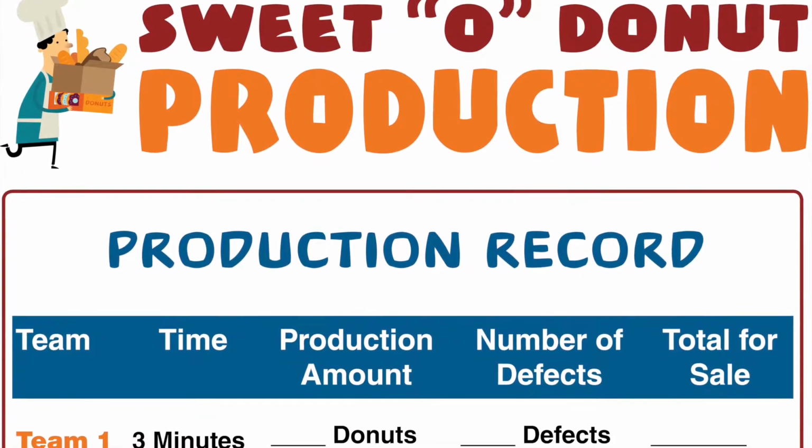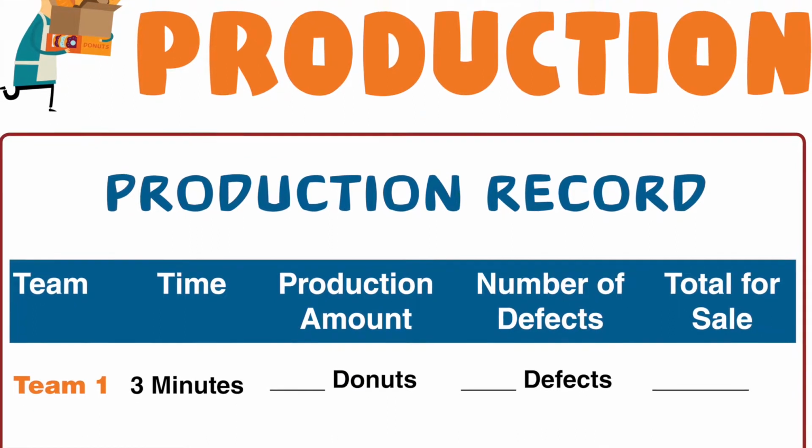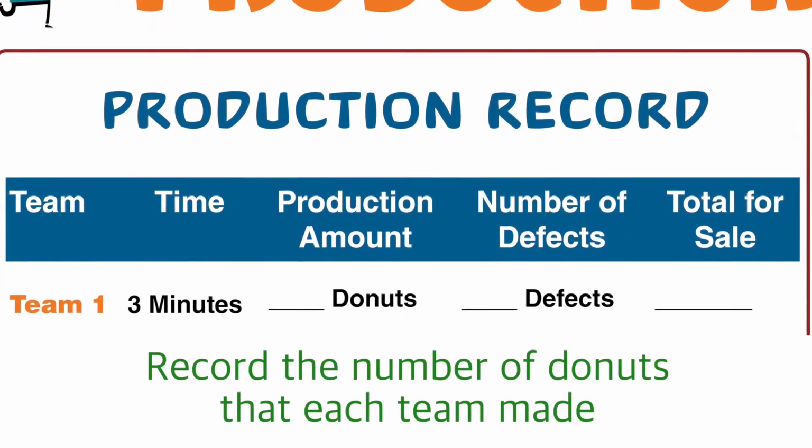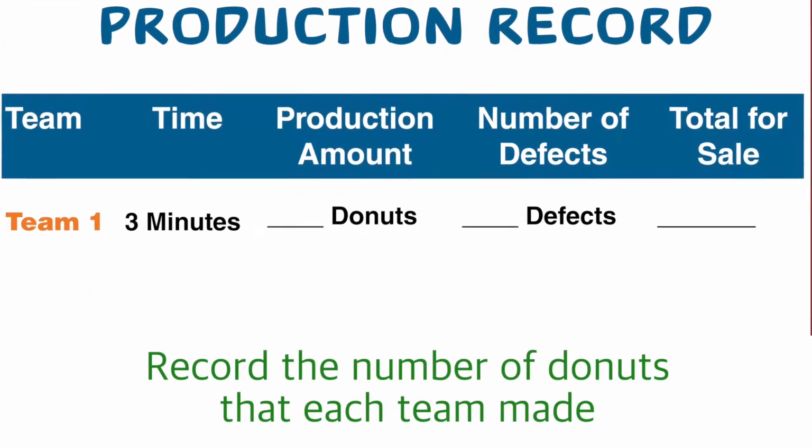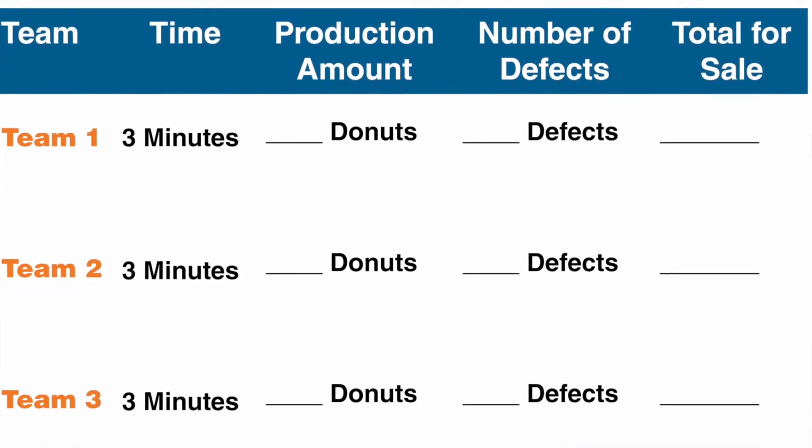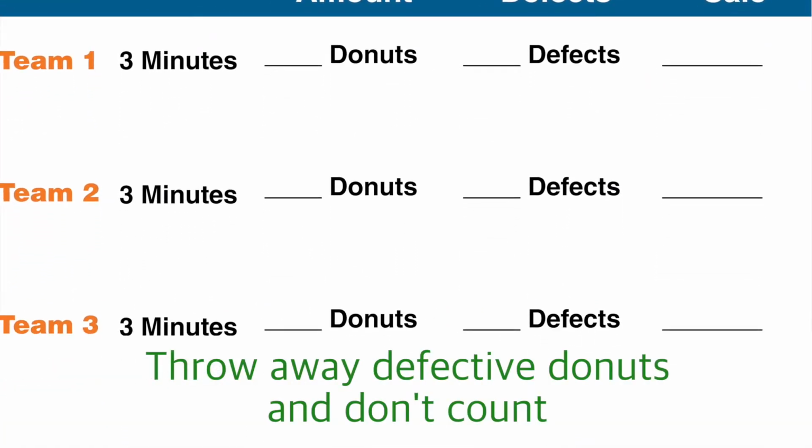Flip the Sweet O Donut production poster to the production record and record the number of donuts each team made. If you or the teacher finds a defect, the donut should be thrown away and not counted in the total.